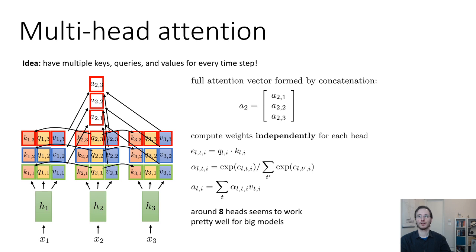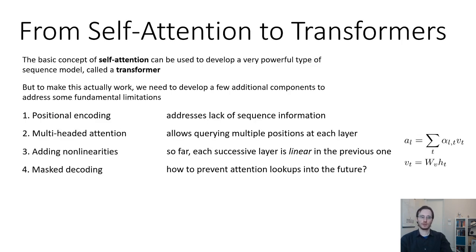So each of those attention vectors, A2, A21, A22, and A23, is actually multiple numbers. So for example, in the classic transformer model, the dimensionality of the full attention vector is 512, and it's split into 8 separate heads. So you take 512 divided by 8, and that's the size of each of the heads. Okay, so that's multi-headed attention. Now let's talk about how to make self-attention more nonlinear.